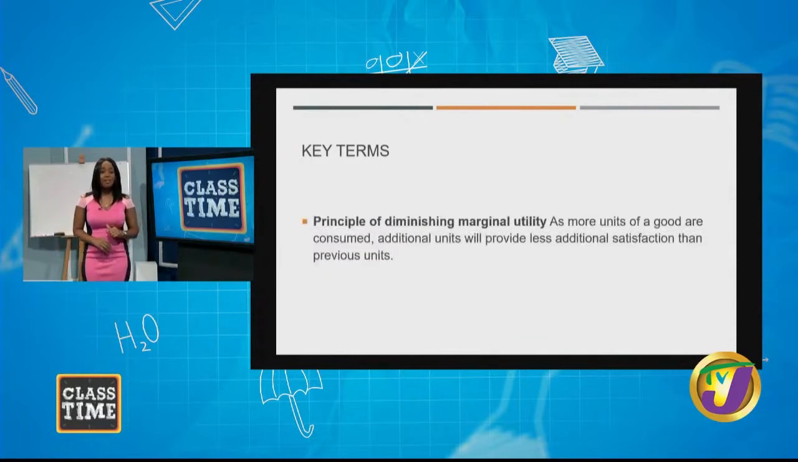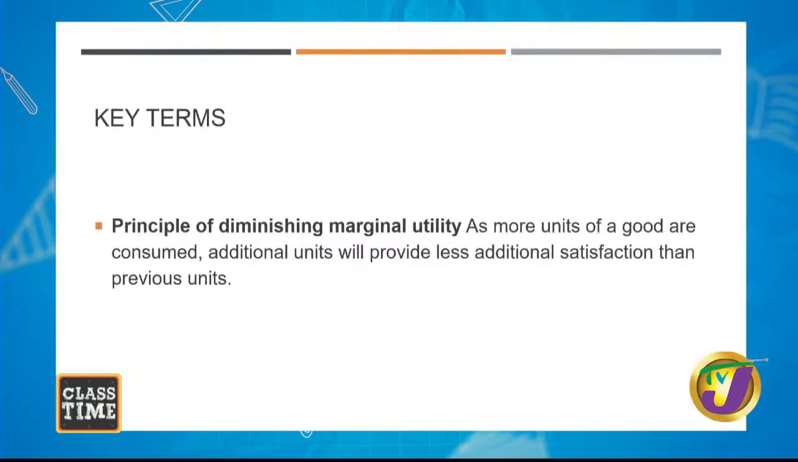There's the principle of diminishing marginal utility. And again, you'll hear diminishing this and diminishing that in economics more. Diminishing marginal utility is a theory or concept which basically says, as you continue to consume more units of a good, each successive unit you consume will give you less satisfaction than the previous unit.